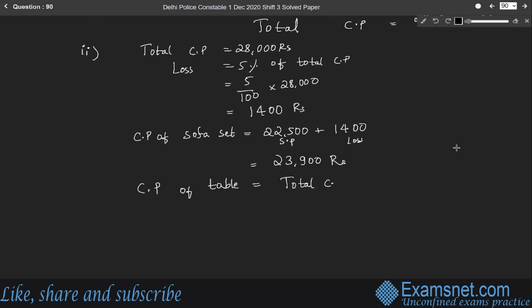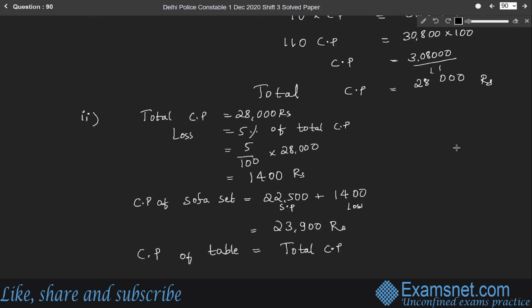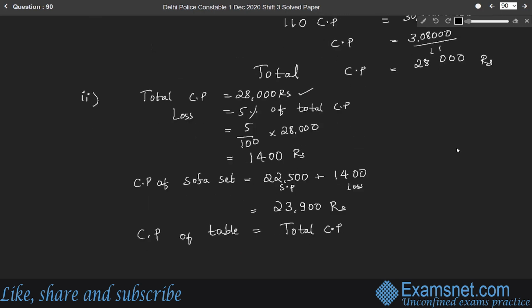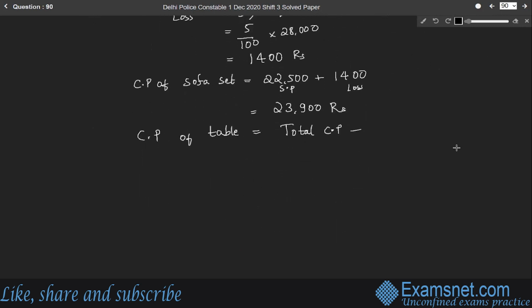Whereas the cost price of the table is equal to the total cost price, which is 28,000, which we have already calculated here, minus the cost price of the sofa. So total cost price is 28,000 minus 23,900, which gives 4,100 rupees. So the cost price of the table is 4,100 rupees, right?